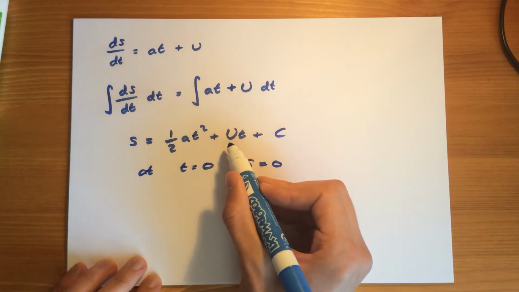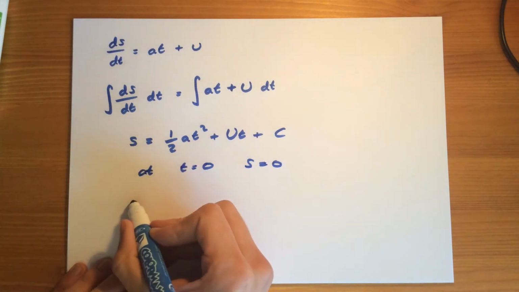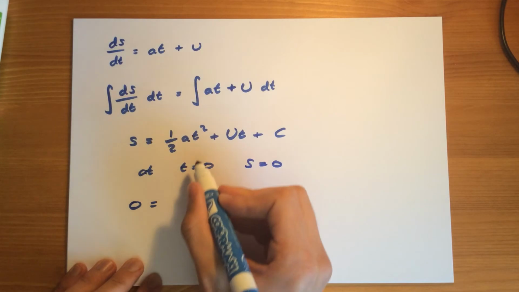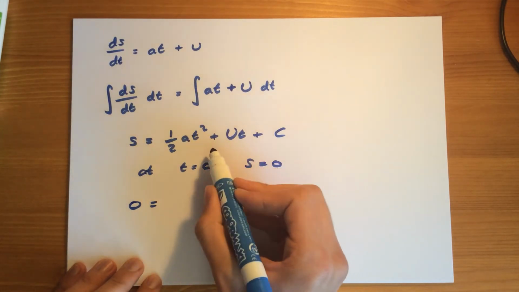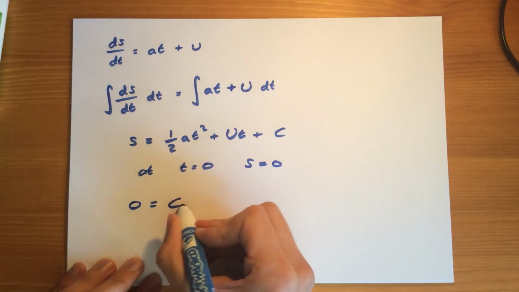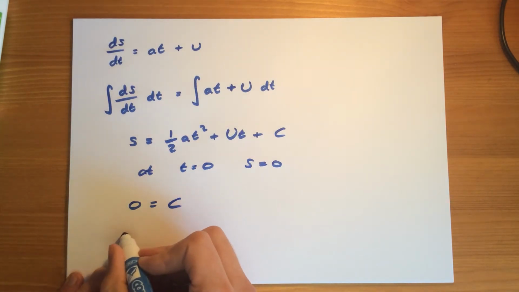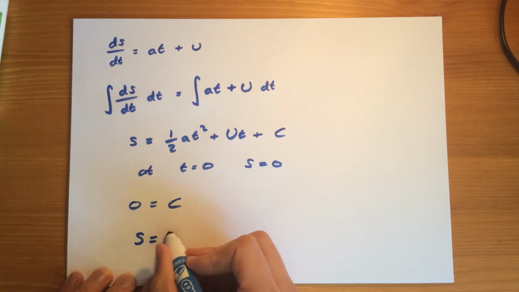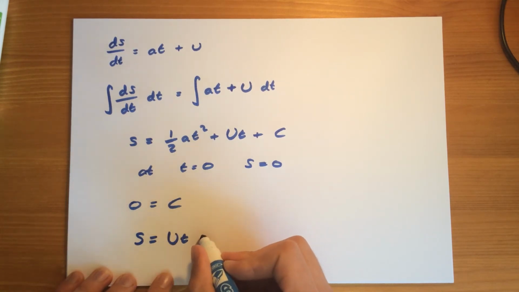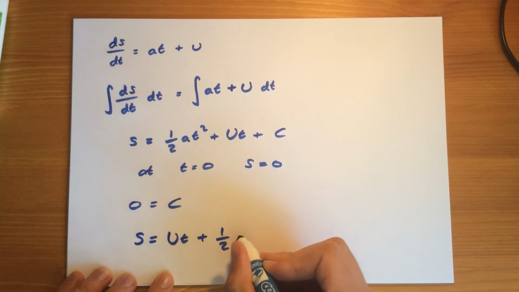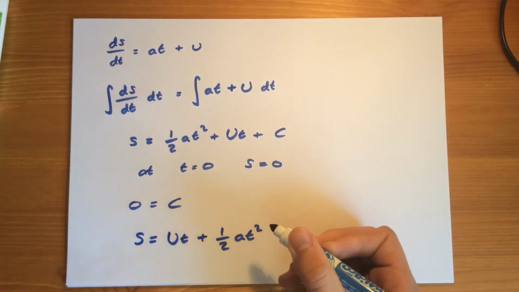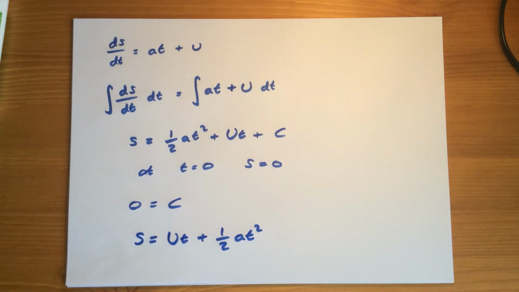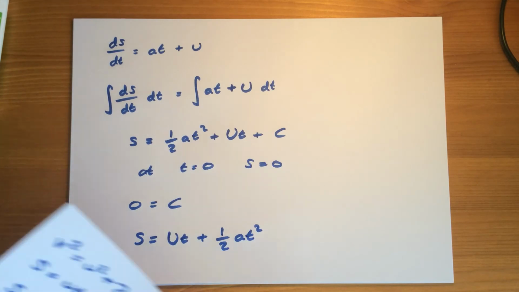Substituting these into the equation, we can say that s is 0, t is 0, so this is going to be 0 plus 0, so this is just 0 equals c. And so we can say that s is equal to, I'll swap these around so it looks the same as we were after, ut plus a half at squared, which if we look back at the initial sheet that we had, we can see that that's exactly the same. Yeah, we've got the equations right here.